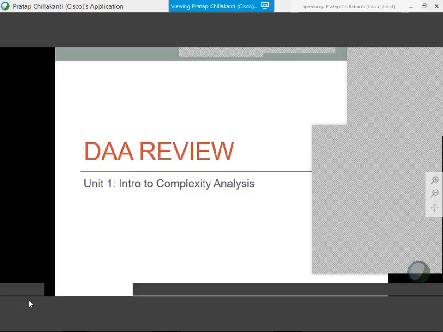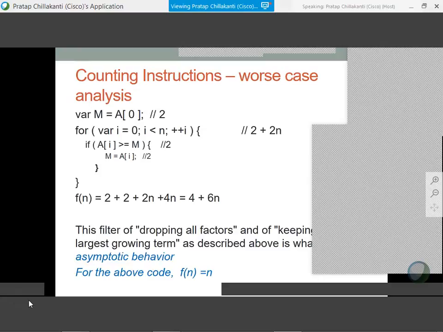So we started off, what did we say? We said this is a design and analysis class, and the first and foremost thing that you need to know is complexity analysis. This class is about understanding complexity analysis of algorithms which you design. If you recall, I gave you a small example here. I said, count the number of instructions.